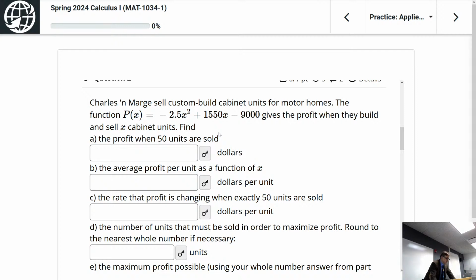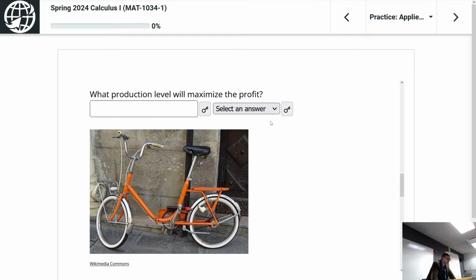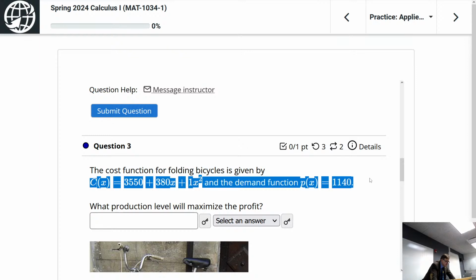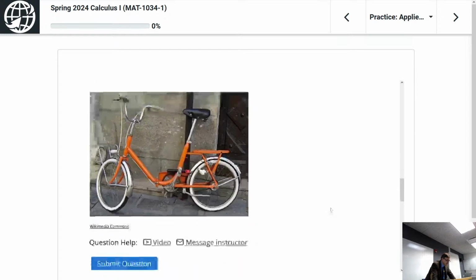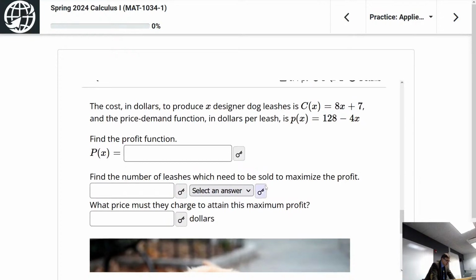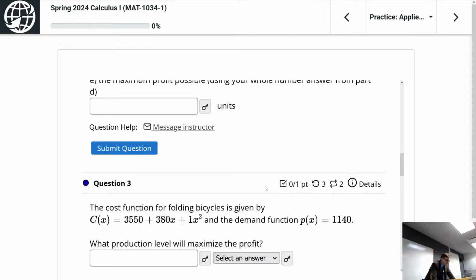Okay, this is the one that has lots of questions, but it's the same questions that we just did. This one is custom-built cabinets in mobile homes or motorhomes. So you can do that. I promised you some pictures. Look at that beautiful folding bike there. So here you have the cost function and the demand function, and you have to find the maximum profit. And then you have this one where you're selling dog leashes. And once again, to make you happy, you have a picture of a dog there. So if it helps you, you can either look at that picture or this picture to give yourself inspiration.